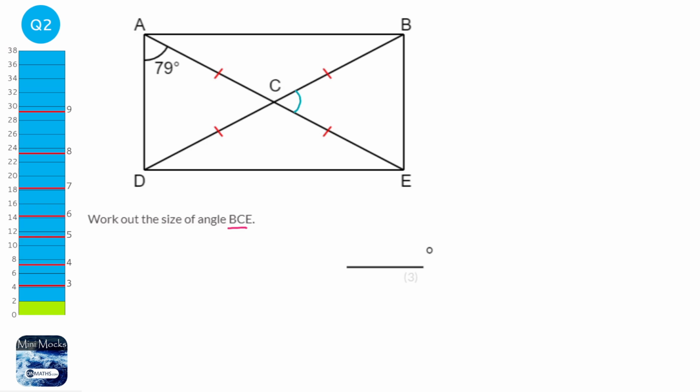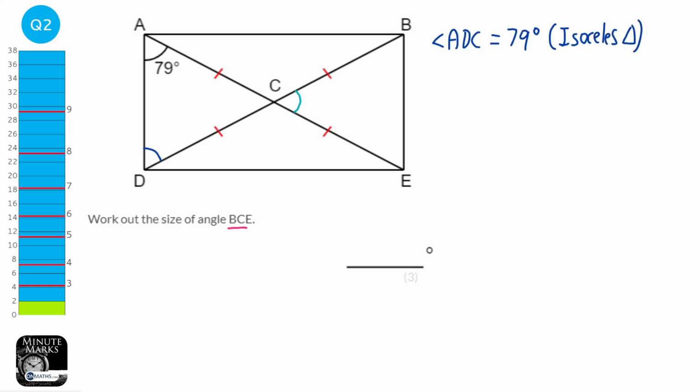Now, my advice for these kind of questions is always just try and work your way around the shape with angles you know. So, for instance, I'm going to start with this angle here, and we're going to call this angle ADC. And we know that that must be 79 degrees, and always write down the reason, and we know it is because that is an isosceles triangle.